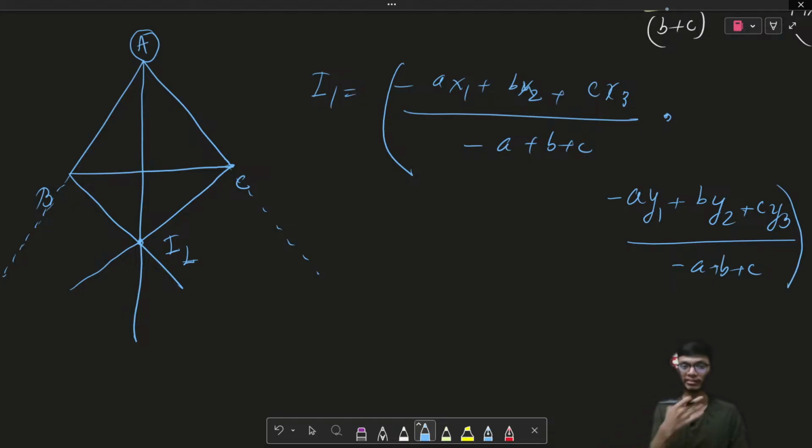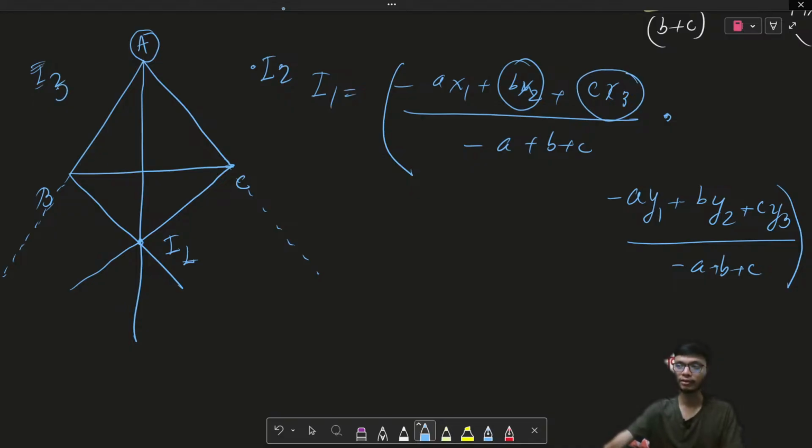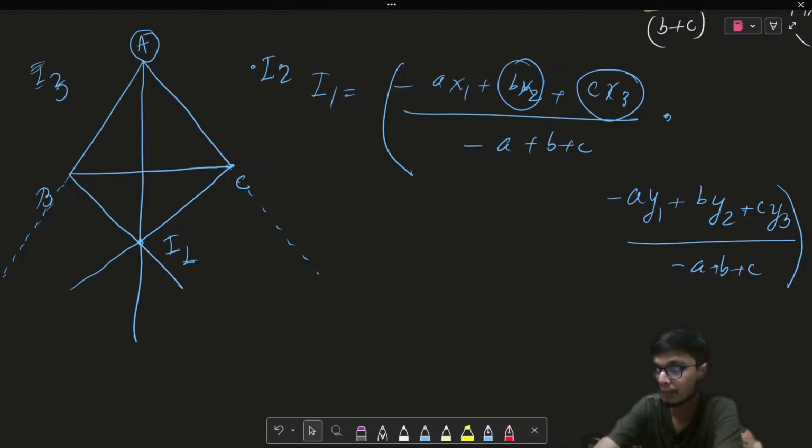Okay, in a similar manner you can obtain the relation for I1, I2 and I3, right? In case of I2, the b coordinate will be negative, and in case of I3, the c coordinate will be negative, the c part will be negative, right? So please do the calculations over here and you will easily be able to get to these solutions.